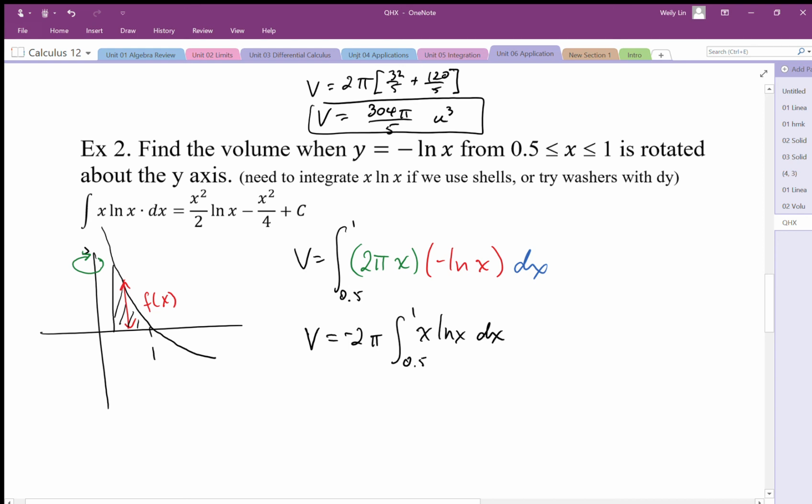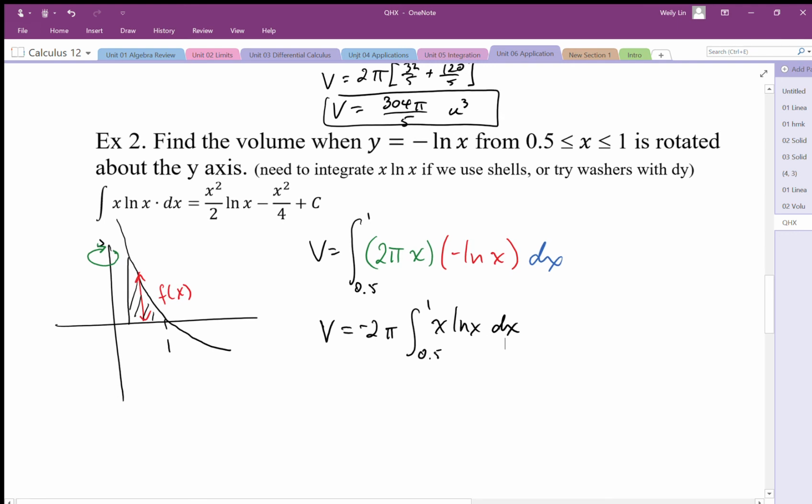If we've done integration by parts, we can solve that by integration by parts. We're just going to use this here. If we haven't done integration by parts, you're going to need a formula for this, because without integration by parts, you cannot integrate this. So there's our formula there. We're just going to use that formula. So we're going to end up with negative 2 pi, and x log x dx.